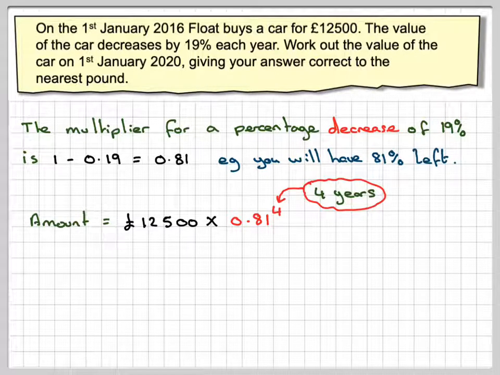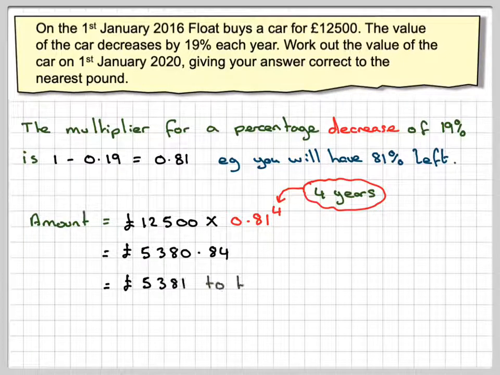All right, and if you do that on your calculator, that will give you 5,380.84. However, make sure that you give your answer to the nearest pound, so that 8 will make that 0.81, so it gives me 5,381 to the nearest pound. Make sure you read these things carefully in IGCSE questions.